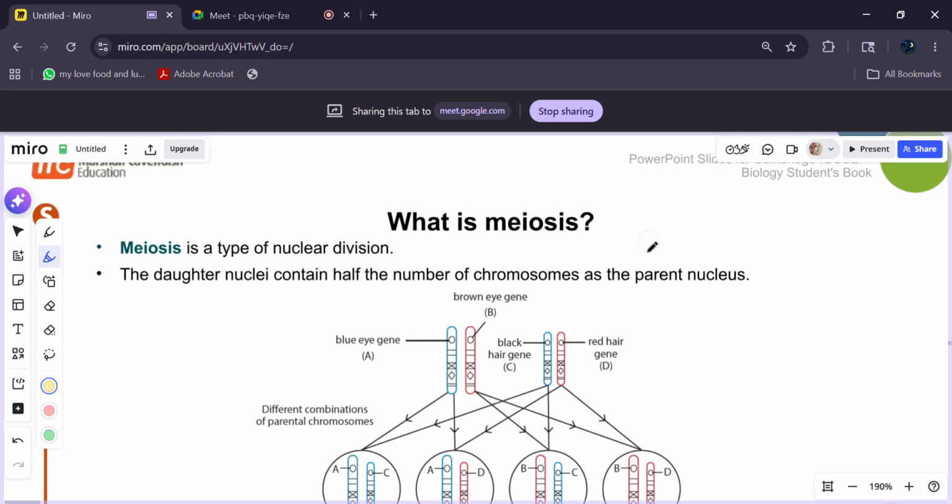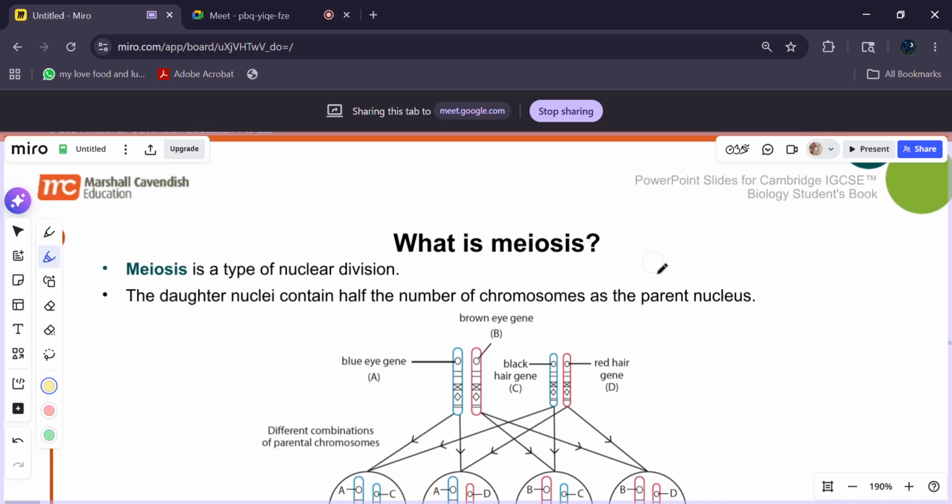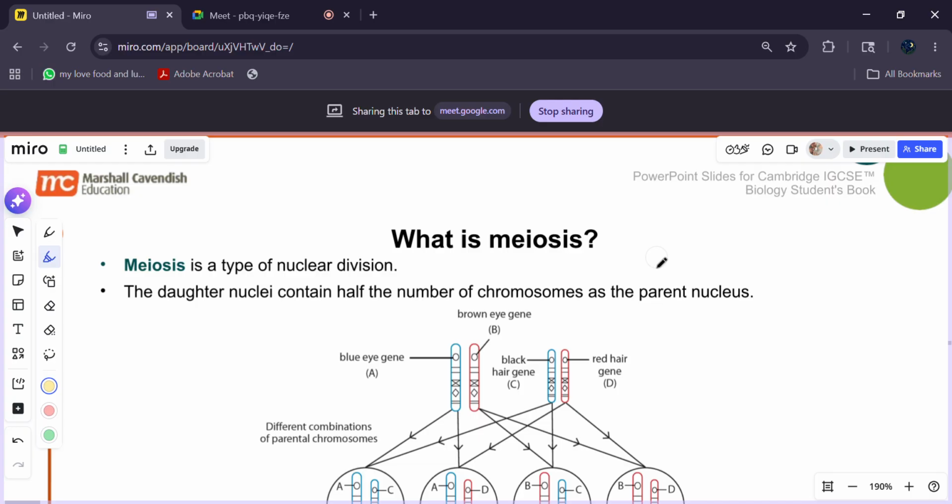Well, sexual reproduction in organisms involves the fusion of two sex cells called gametes. In humans, the male gamete is the sperm and the female gamete is the egg. Now, gametes contain half the number of chromosomes as the normal body cells. Gametes are genetically different. This is because a reproduction division called meiosis occurs during the gamete formation. Meiosis is a type of nuclear division, and the parent nucleus divides to form two daughter nuclei. Each daughter nucleus contains half the number of chromosomes as the parent nucleus.